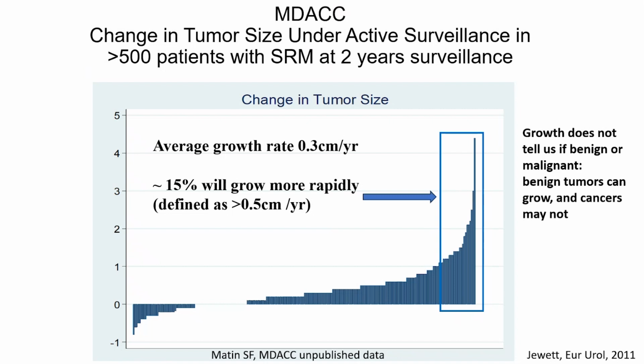Now, one thing to point out is that just because it's growing, it doesn't mean it's cancer. We have had known benign tumors that we're monitoring that will grow, and we've had known cancers that we're monitoring and don't grow. So the growth doesn't tell you what it is.